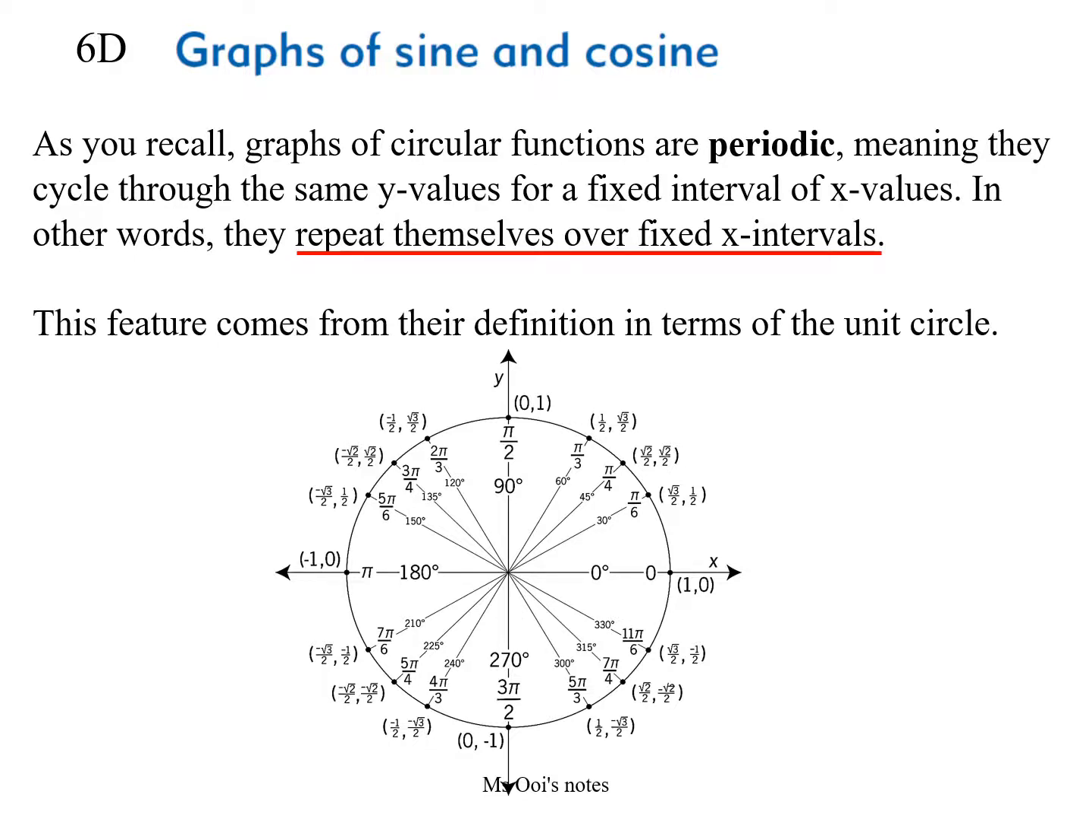Now, in order for us to sketch the sine and cosine graphs, we are going to sketch the angle against the y value for the sine curve, and the cosine curve, which is the angle against the x coordinate. So I'll give you a unit circle that might help you to sketch the sine and cosine curves. Let's start with the first one.